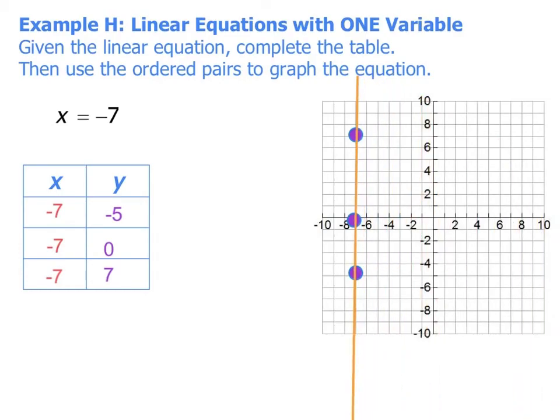So I'm going to again draw my arrows because again, not just the numbers I picked here, but any numbers on that line will always equal x equals negative 7. Let's take a look at the last practice.